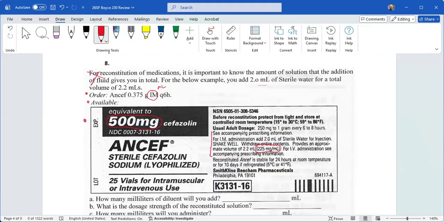Once you know that, you're just going to solve using desired over available. Your order is 0.375 grams. You're going to convert that to milligrams, so 375 milligrams. Then you divide by your available, multiply by your quantity, which is one, and you get your answer. Like I said, for these, the trick is just knowing how to identify them and how to solve for them. And then again, rounding comes into play here, so 1.7 milliliters would be your rounded answer.